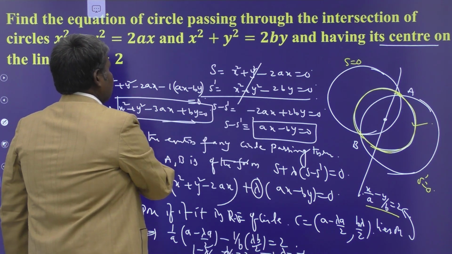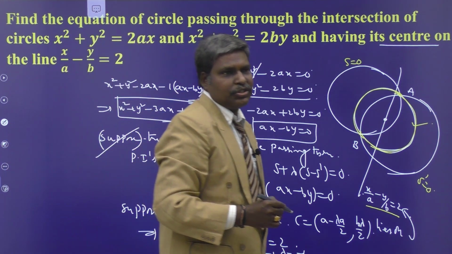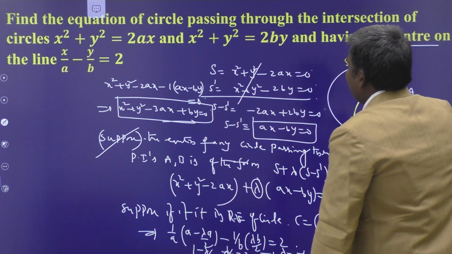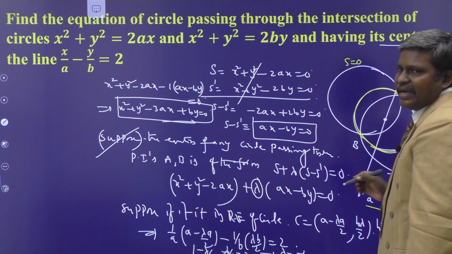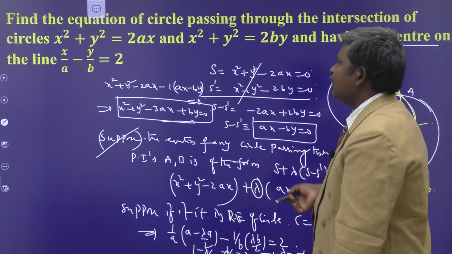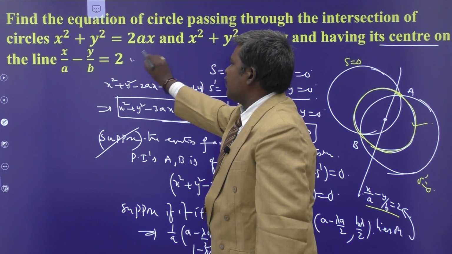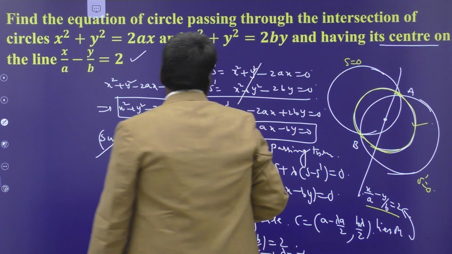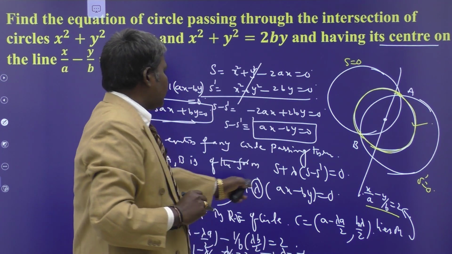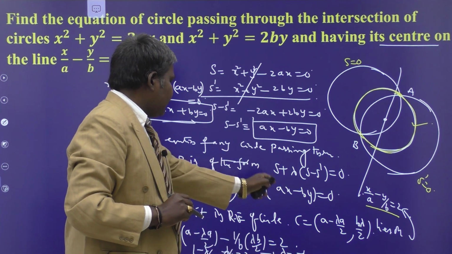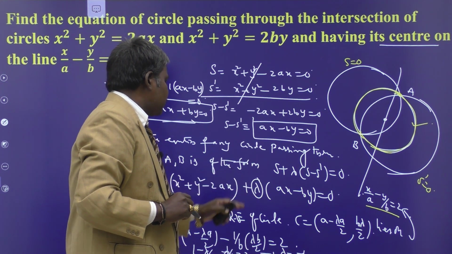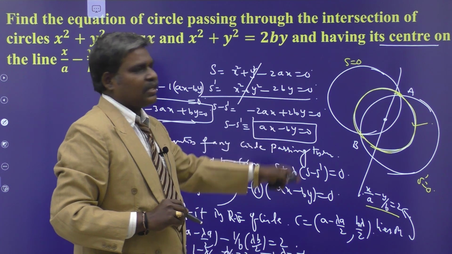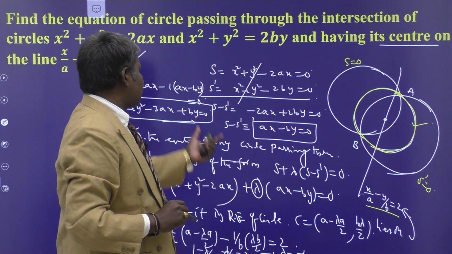x square plus y square minus 3ax plus by equal to 0 is the equation of the circle passing through the points of intersection of the two circles, and its center lies on the line x by a minus y by b equal to 2. So first write the S plus lambda S' equal to 0 form and write the center without any mistake. Substitute that center in this line because this is the diameter of the circle.